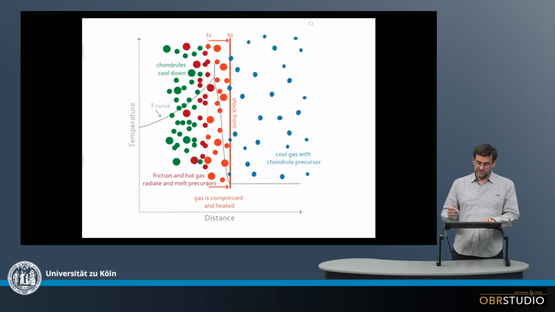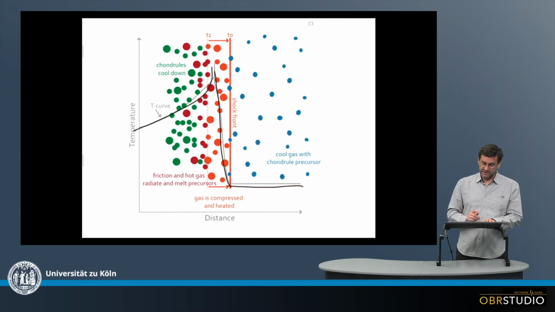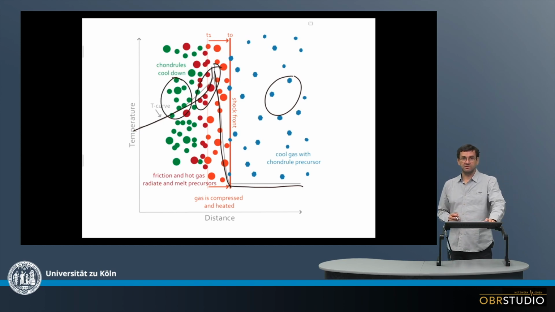Again, a little more nicely. So there is the temperature curve here going steeply up and then down towards this direction, because the shock front is moving in this direction. Cool gas with chondrule precursor aggregates, chondrule formation, and these are then the final chondrules. And this is how the shockwave model of chondrule formation works.